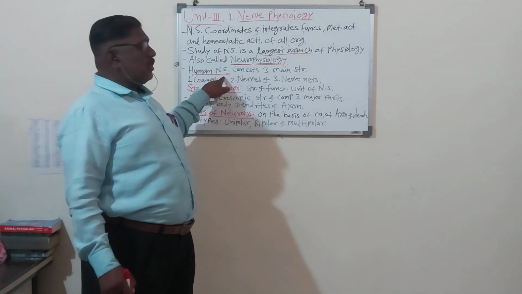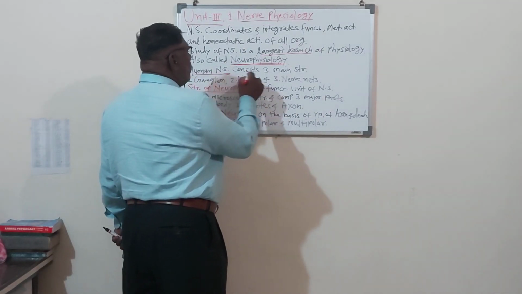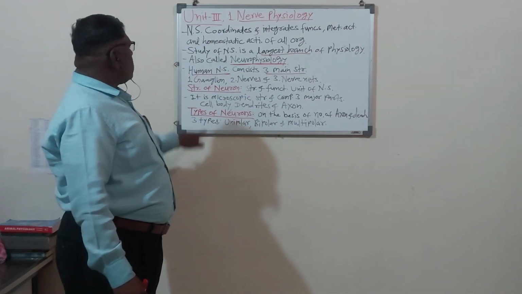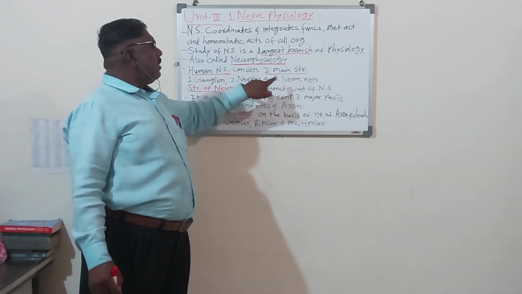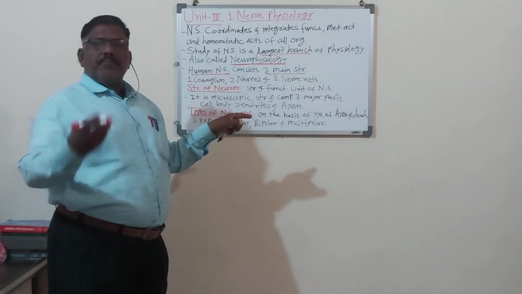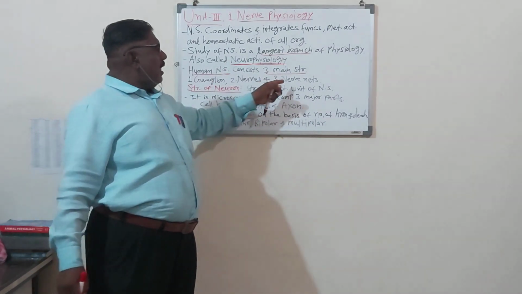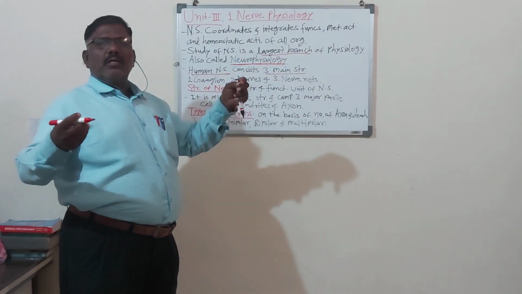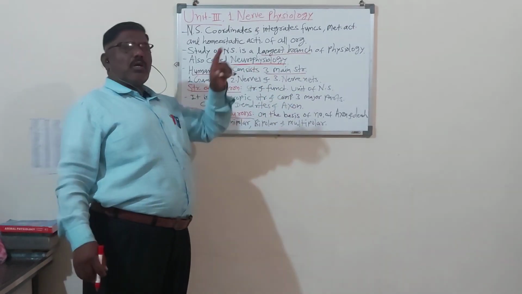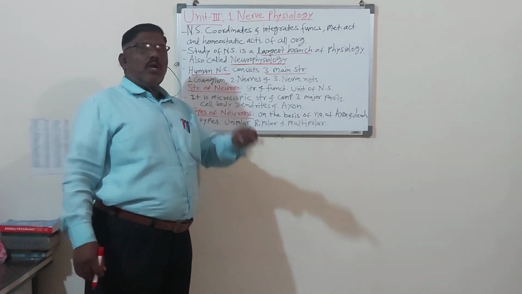So the human nervous system consists of three main structures. Remember, the three main structures are ganglion, nerves, and nerve net, which is very fine. Ganglion is a ball-like structure. Nerves are thread-like structures. And nerve net means it is the network of the fine nerves. One is the ganglion, second is the nerves, and third is the nerve net.